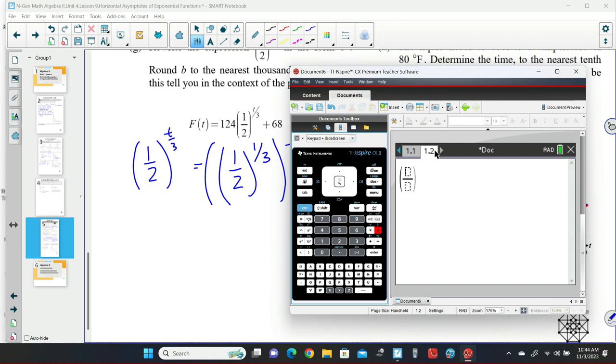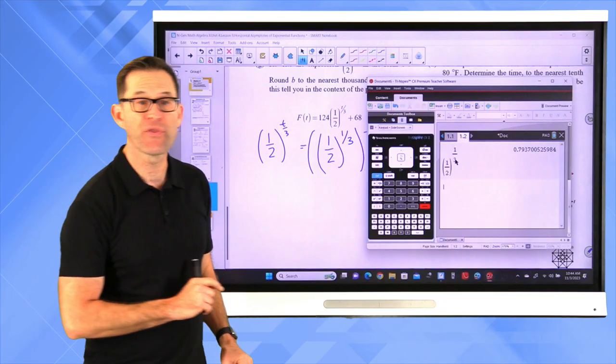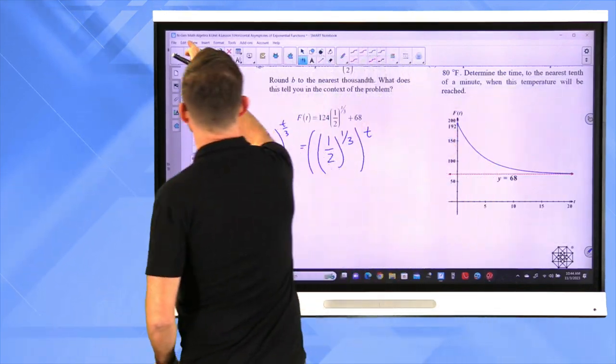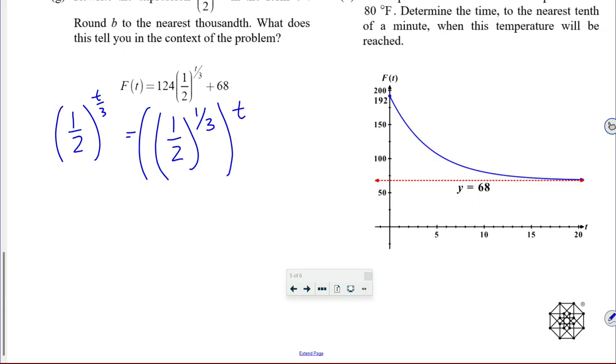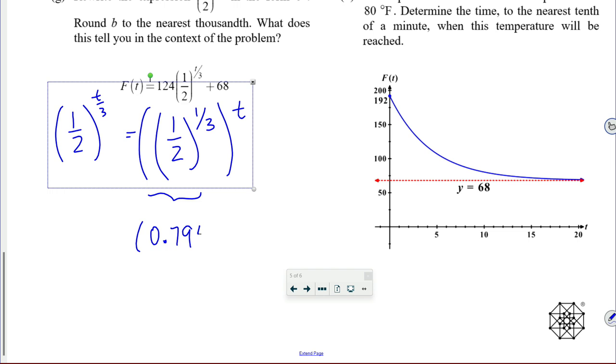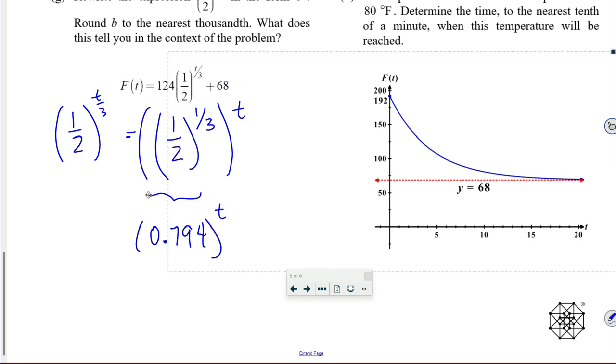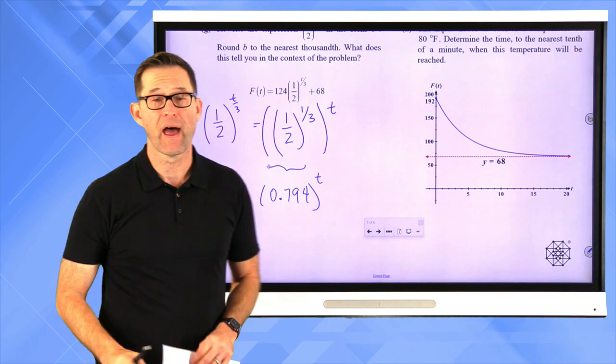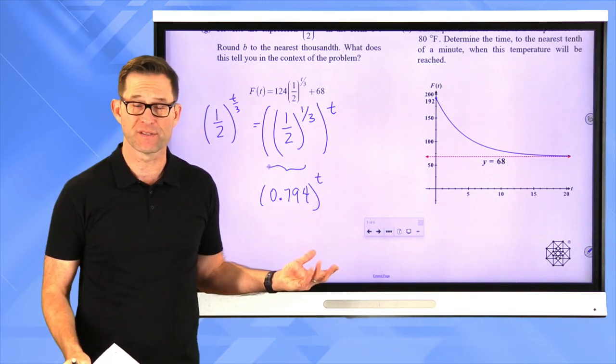And if I put in 1/2 to the 1/3, I end up getting 0.7937. And I want to round that to the nearest thousandth. So let me put my calculator array, go back in here, full screen, and all of this is going to be 0.794 to the t. Now, the problem also then asks us to interpret this, right?